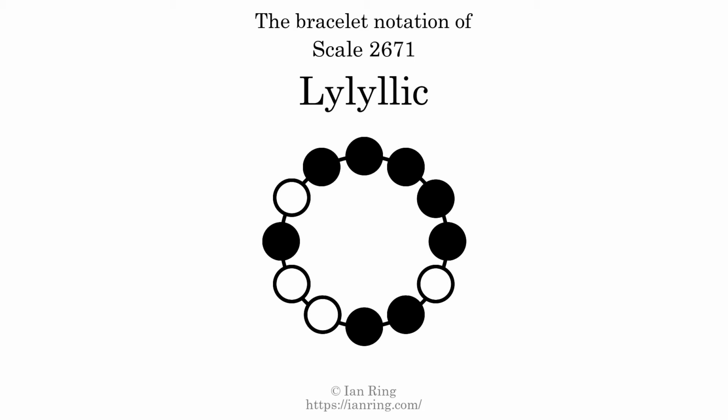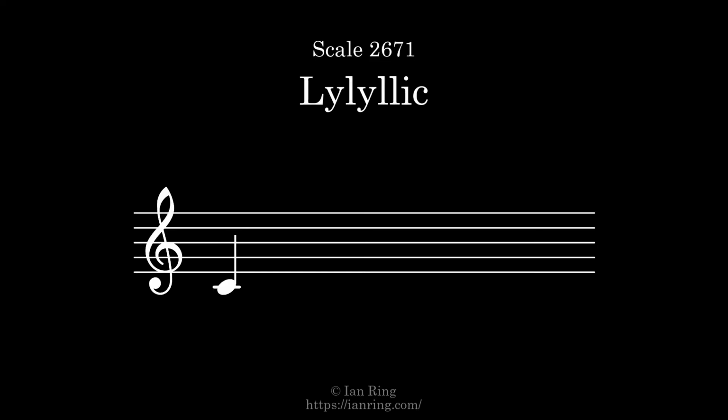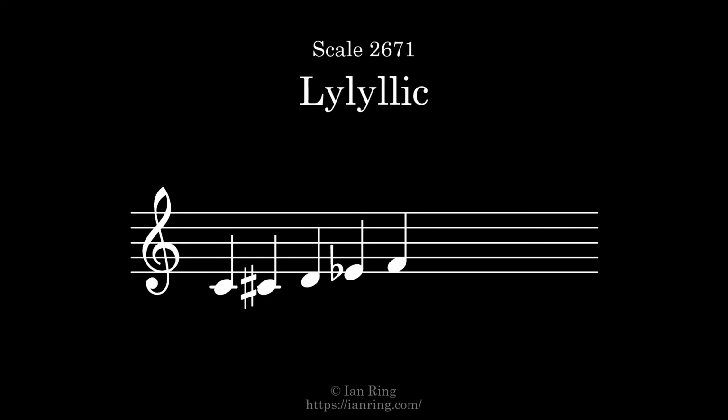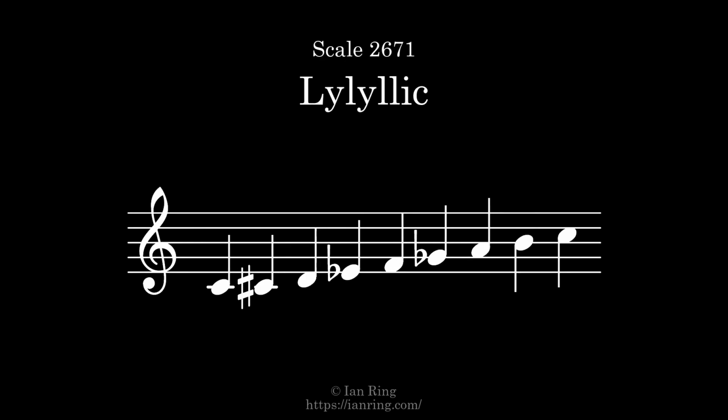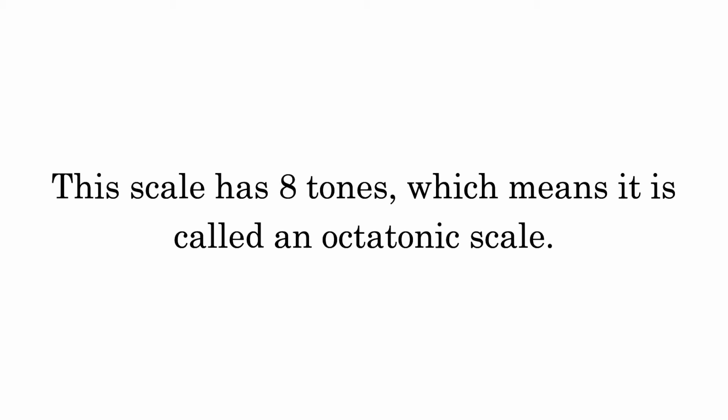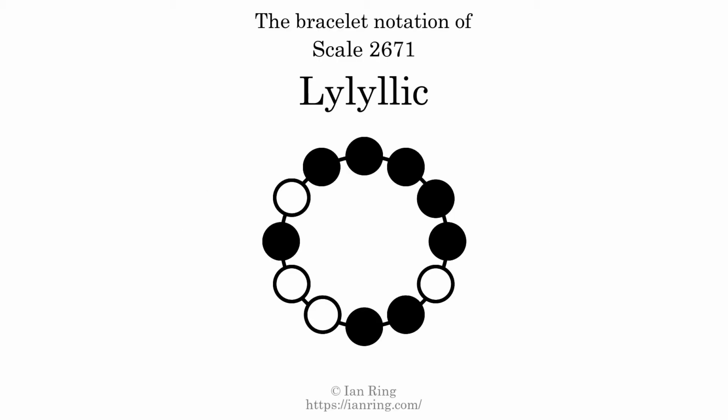2671, Lylyllic, which sounds like this. This scale has 8 tones, which means it is called an octatonic scale. This is a bracelet notation diagram of scale 2671. The shaded circles represent tones that appear in the scale, and they are read clockwise, starting at the top.